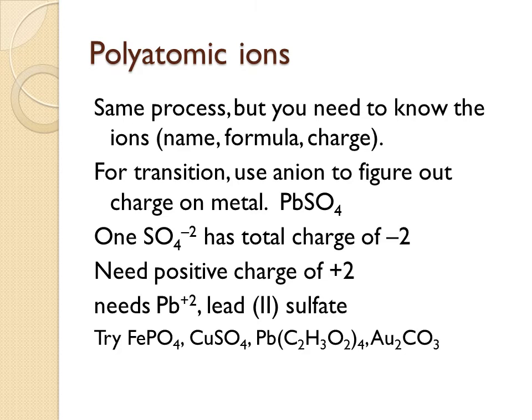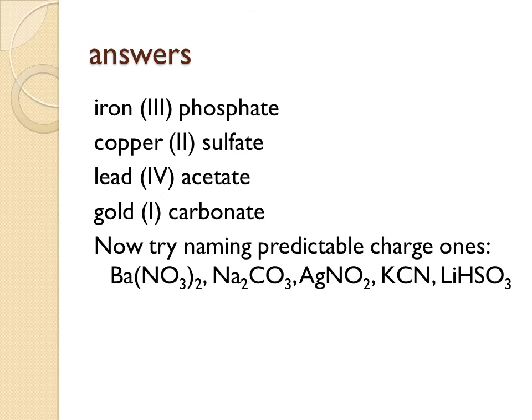So go ahead and try the other examples on that table. You can use the polyatomic table when you first get started, but eventually you are going to have to know those polyatomic ions and be able to do it without that table. Okay, so let's assume that you're back and take a look at the answers. Those names would be iron 3 phosphate, copper 2 sulfate, lead 4 acetate, and gold 1 carbonate.